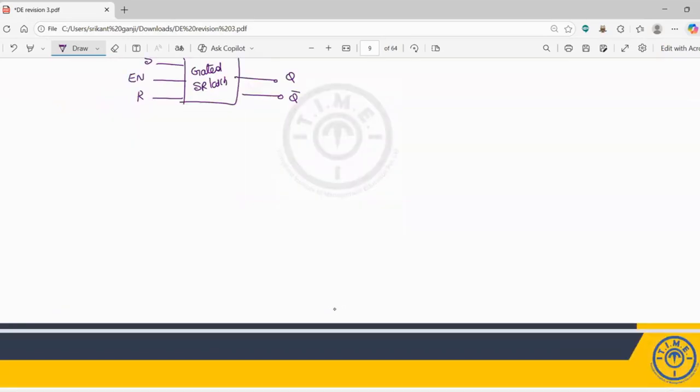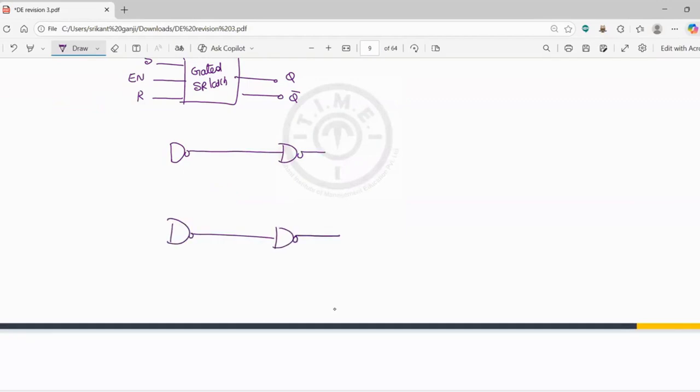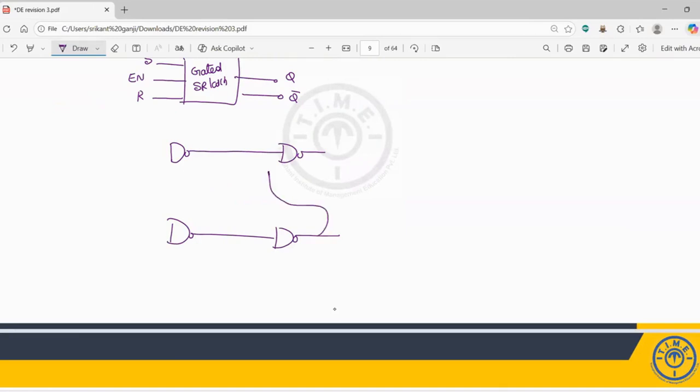With the help of a logic circuit and NAND gates, you can see clearly that this output is given to the input of this one, and this output is also given to the input of the other NAND gate. So this is the set here, and the input given to the second NAND gate is reset. Here we are giving the enable input. The enable input is given like this.